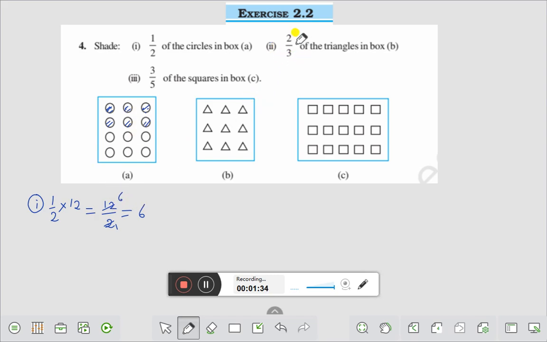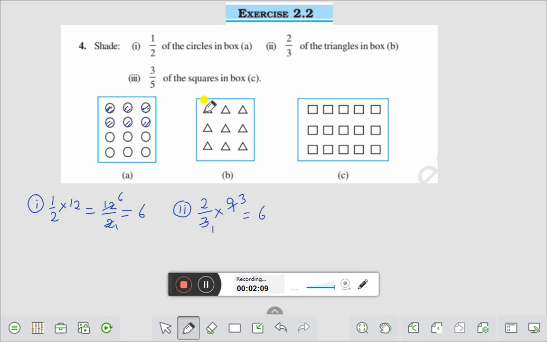Now question number 2 is 2 by 3 of the triangles in box B. How many triangles are there? 1, 2, 3, 4, 5, 6, 7, 8, 9. That is 9. If we change into lowest term, we will get 3 1s are 3 and 3 3s are 9. 3 into 2 into 3 is 6. That means you have to set 6 triangles, right?